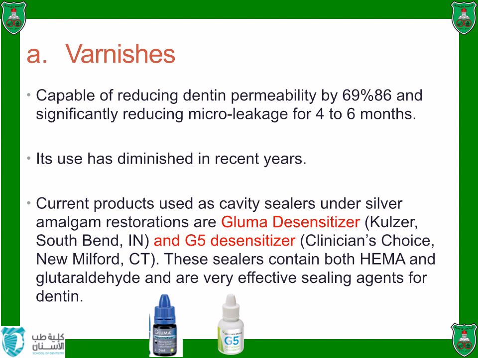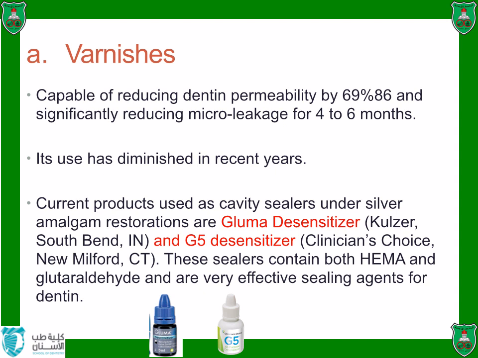However, their use has diminished in recent years, and we have new materials that have better physical properties, better interaction with dentine, and seal the dentinal tubules better. Recently, people usually use Gluma desensitizers or G5 desensitizers under amalgam. Those new sealers contain both HEMA and glutaraldehyde and are very effective sealing agents for dentine. So they will seal the dentine better than varnishes. That's why they are used under amalgam nowadays.